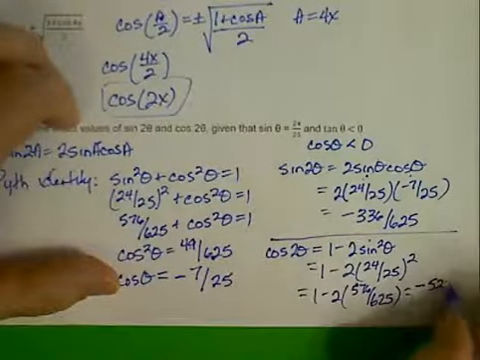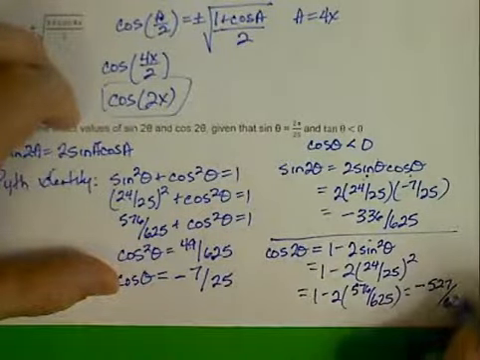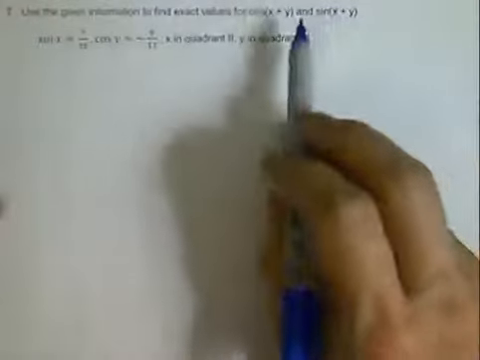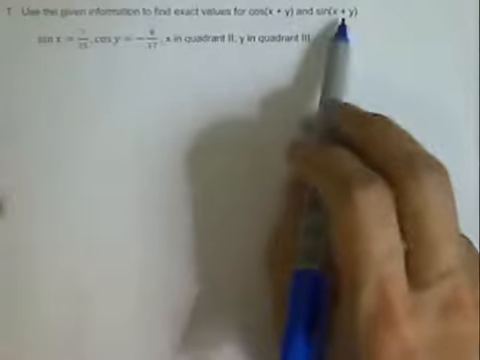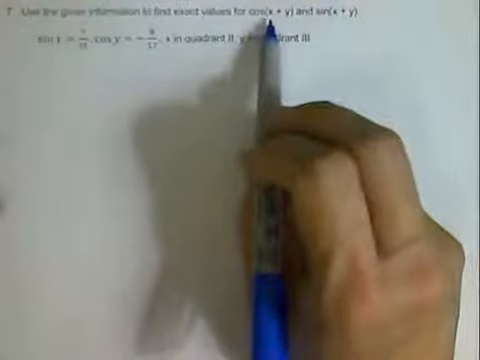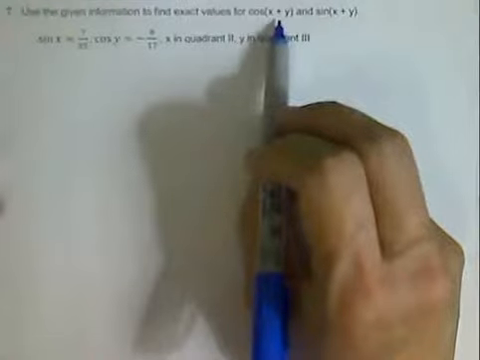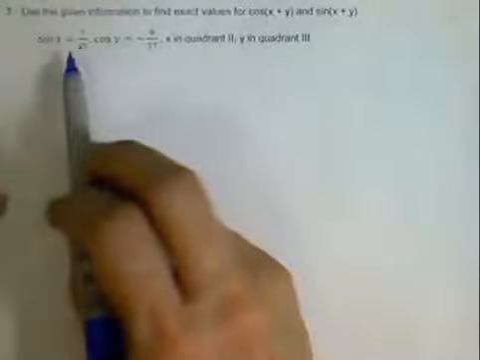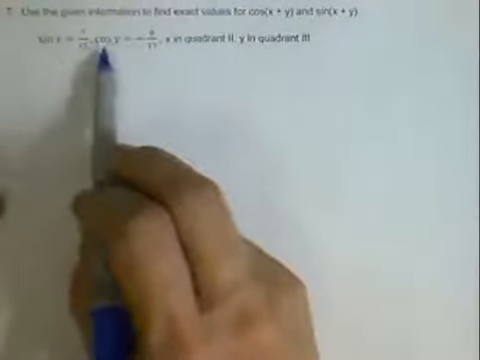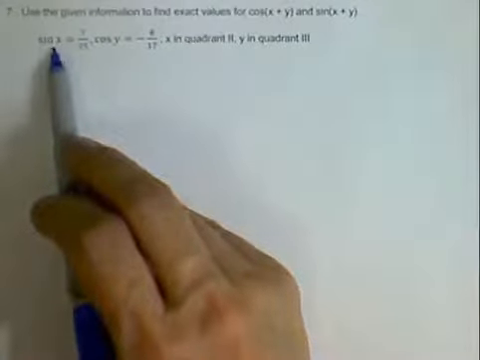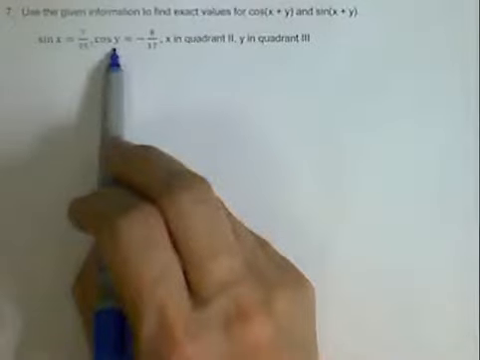negative 527 over 625. Let's do number 7. In this one we're using the sum identities for sine and cosine. Both of these identities use both sine and cosine of x and sine and cosine of y. What we have in this problem is only the sine of x and the cosine of y. What we need to do first is find the cosine of x and the sine of y.